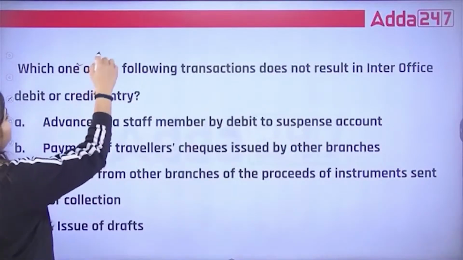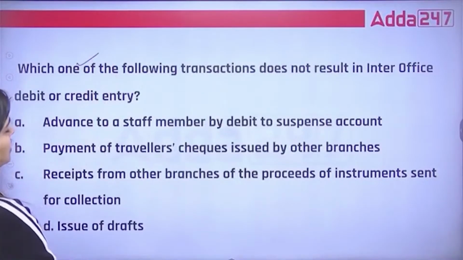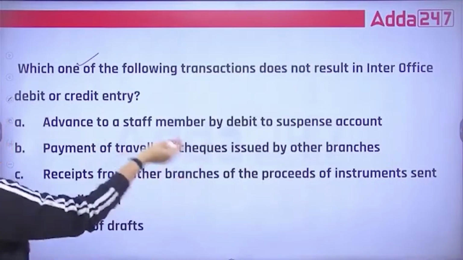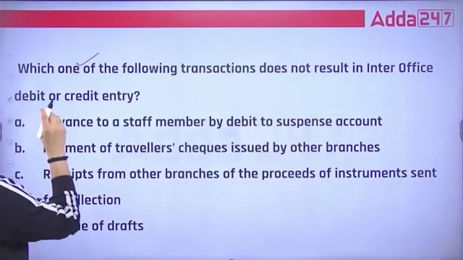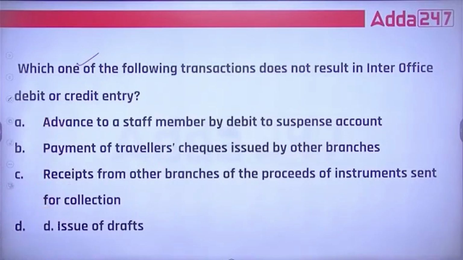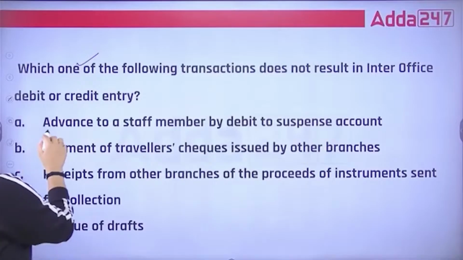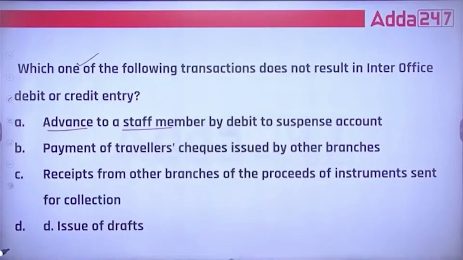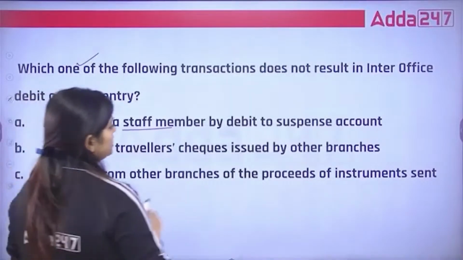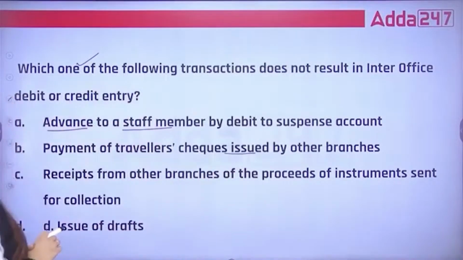Next, which one of the following transactions does not result in an inter-office debit or credit entry? Now you need to tell me which option is never going to result in an inter-office debit or credit entry. A. Advance to a staff member by debit to suspense account. B. Payment of travelers checks issued by other branches. C. Receipts from other branches of the proceeds of instruments sent for collection.